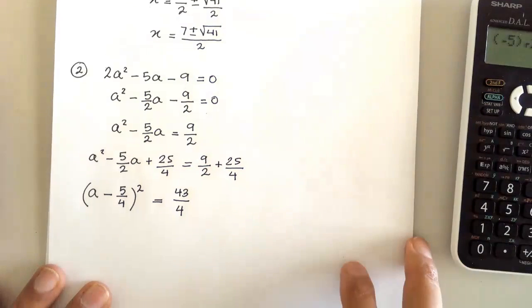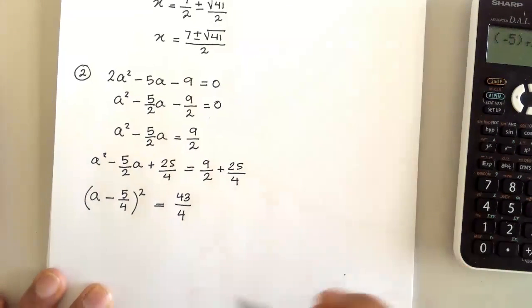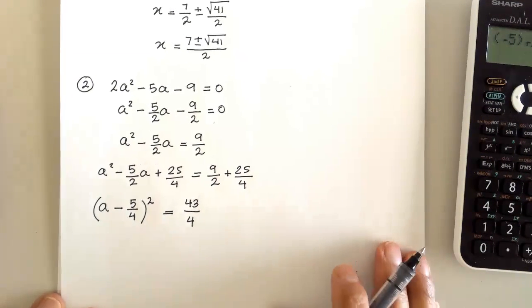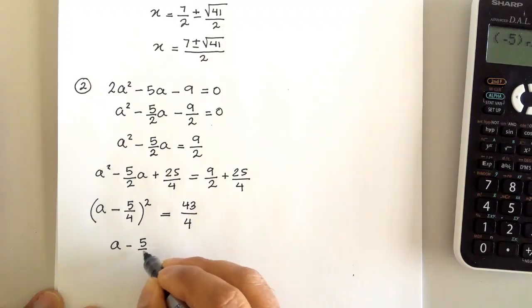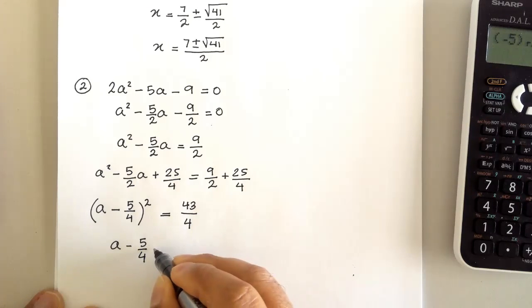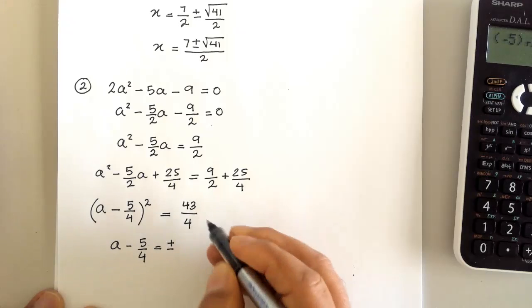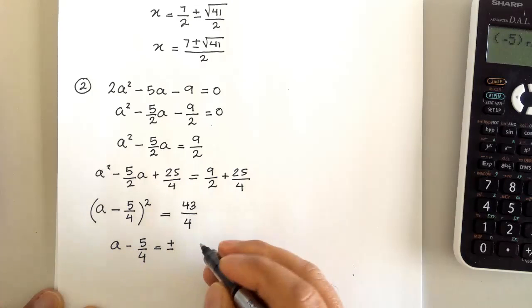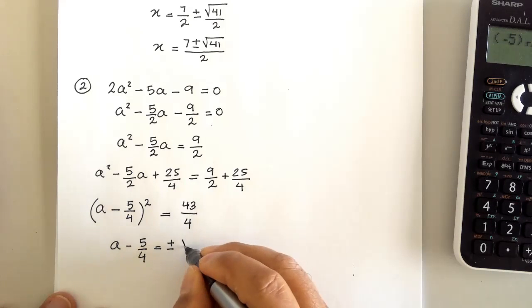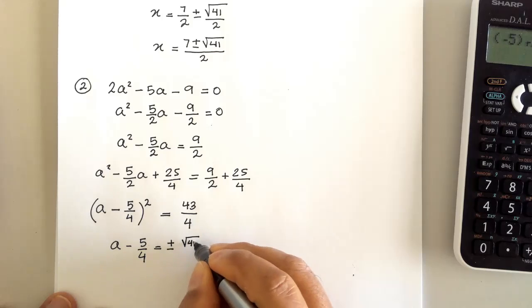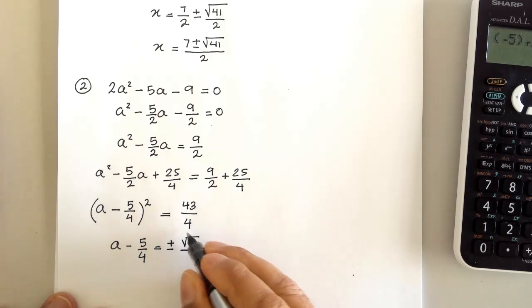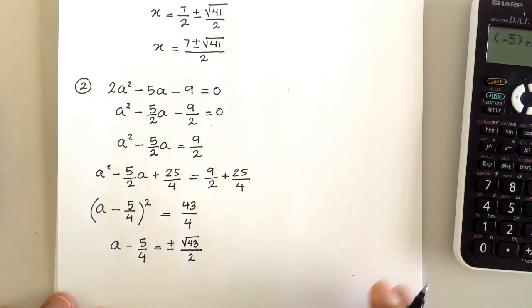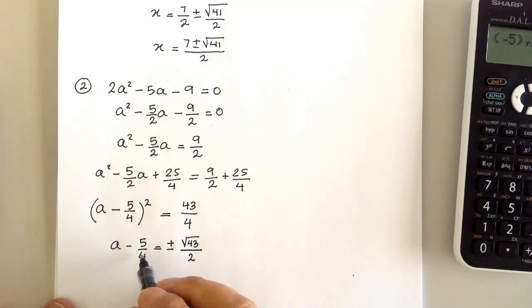Okay, and then we are going to square root it. So then we're going to have a minus 5 over 4 is equal to plus or minus. Now I'm going to simplify this in one go. So we're going to say the square root of 43, which cannot be simplified, over the square root of 4, which is just 2.